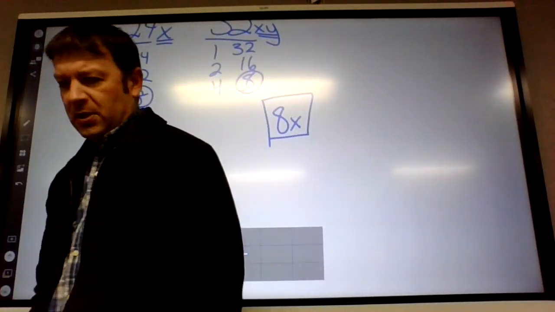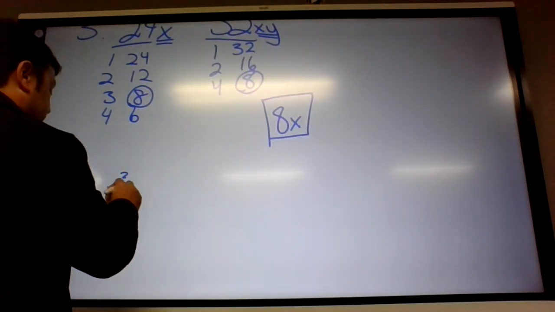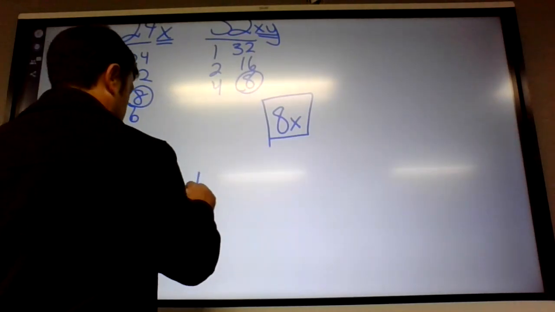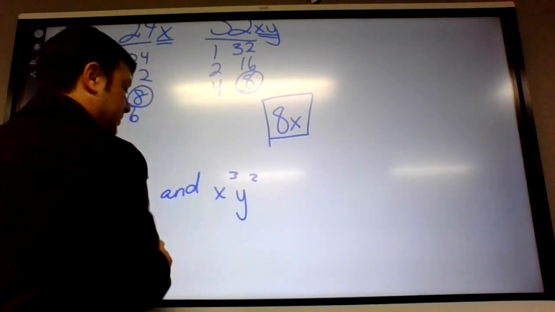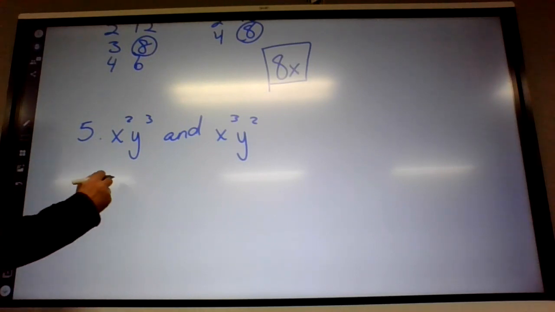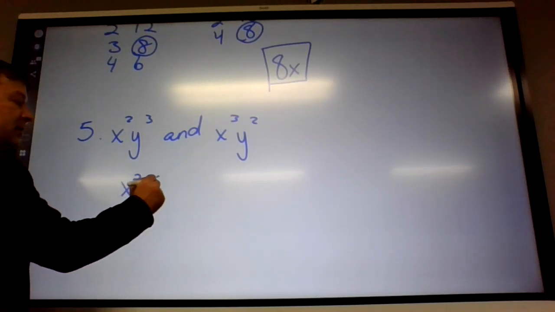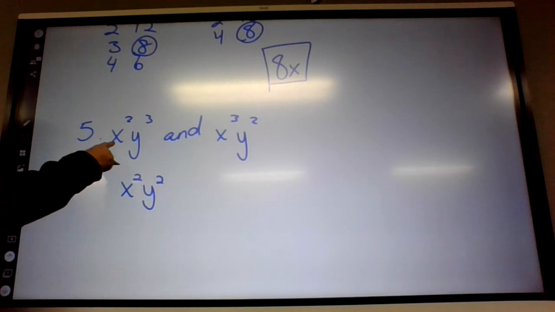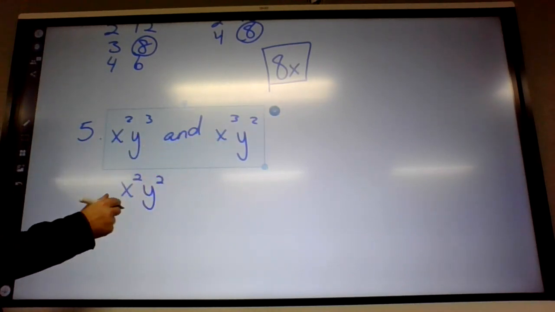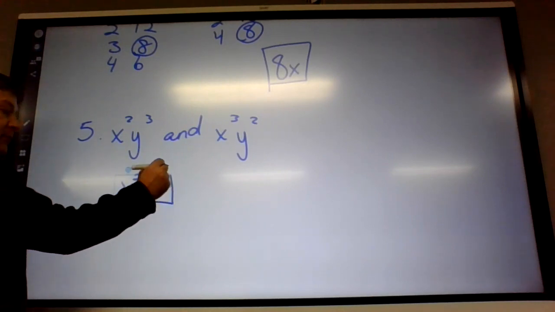Number 5. Lots of letters: x squared y cubed, x cubed y squared. Actually, this one's kind of easy, if you remember what I just said. What did I say about the variables? Use the least. So how many x's am I going to use? How many y's am I going to use? No, I'm not using 1. I'm using x squared and y squared. That's the least of each, because this times y would equal that, and this times x would equal that. So it does go into both of them.